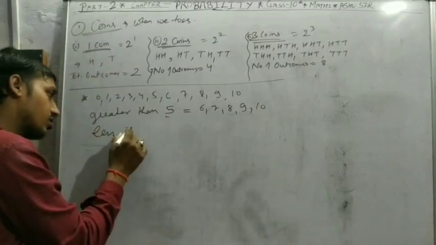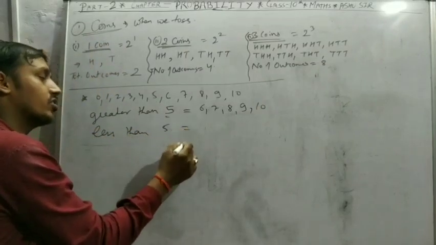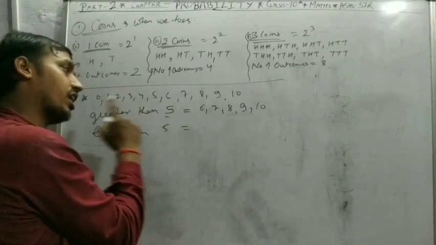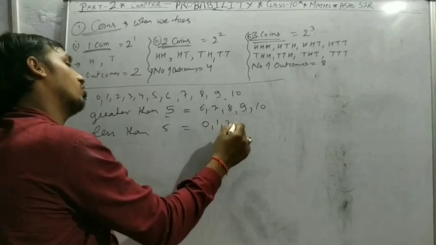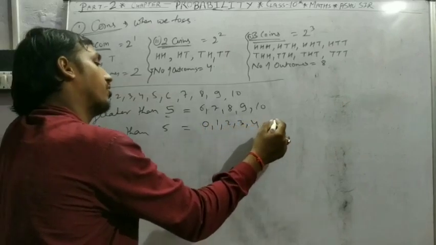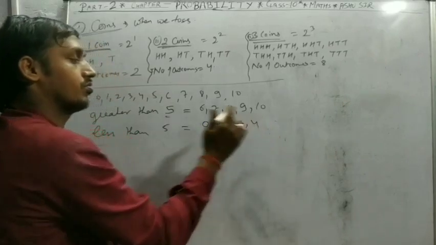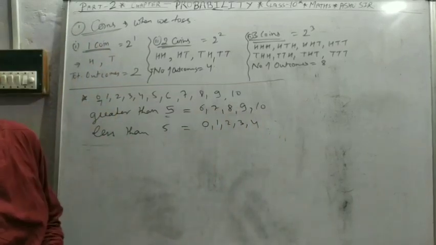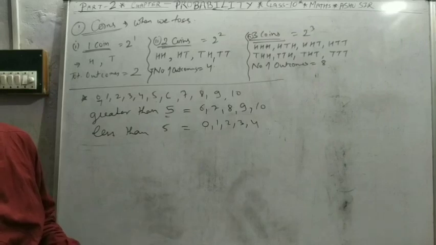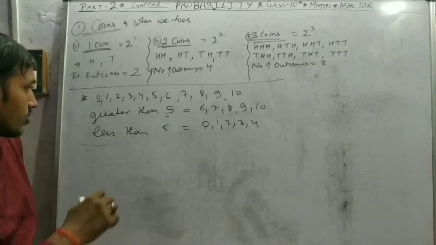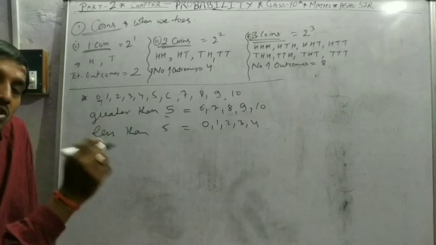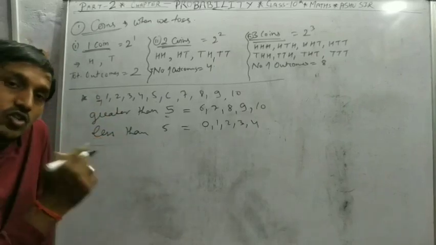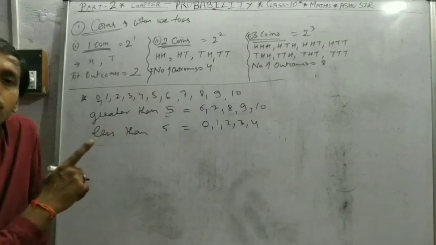Less than 5, so less than is from starting 0, 1, 2, 3, 4, not 5. Okay, you also count 0. 0 is also an outcome. But if the question's numbers start from 1, then you do not count the 0. For natural numbers, do not count 0, starting from 1.